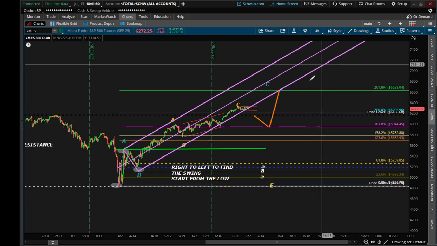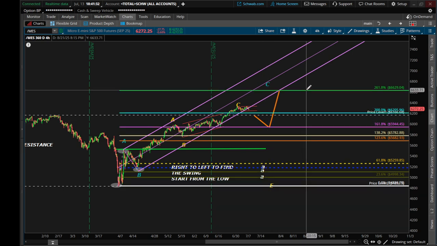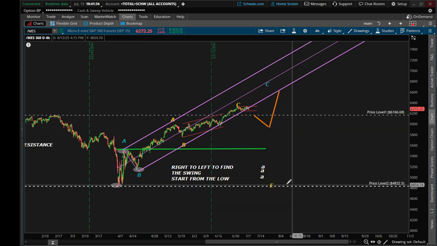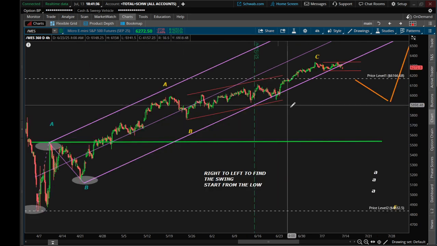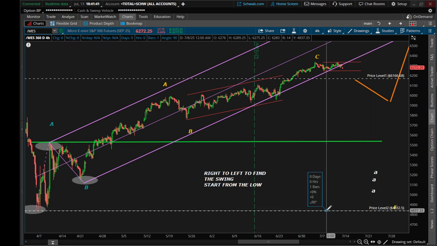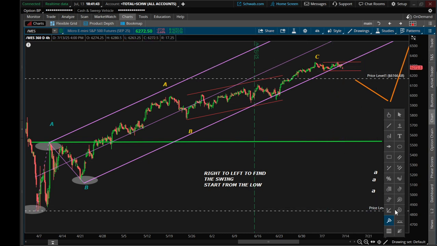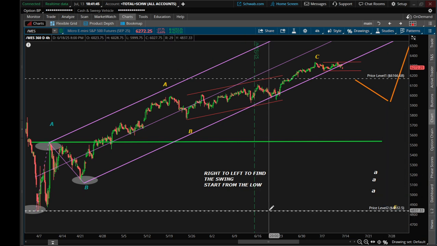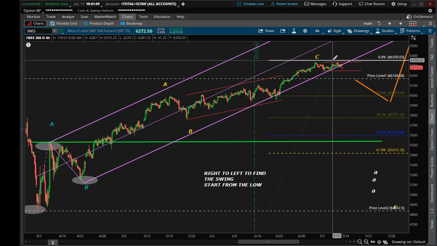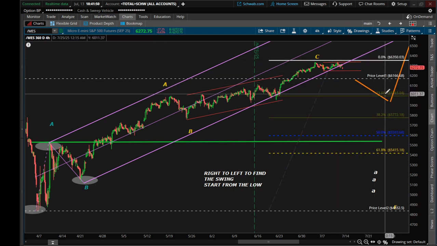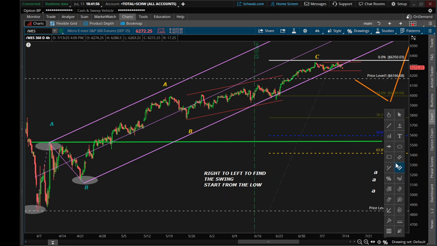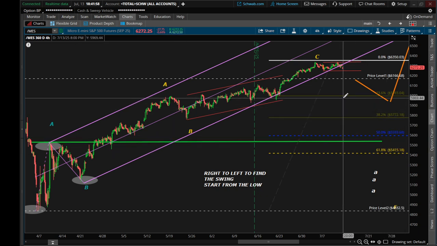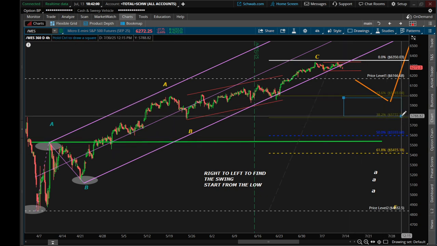Don't want to jump ahead fibs, right? So let me get rid of this. Let me put that retracement back up there real quick. Yeah, so the 23.6 is here, 38.2. I'm thinking that zone is a possible candidate for our short-term pullback.